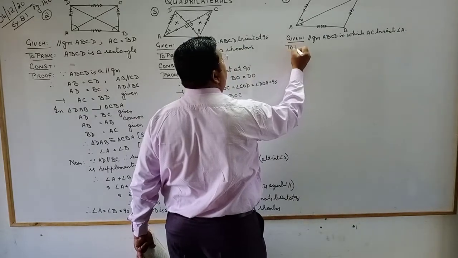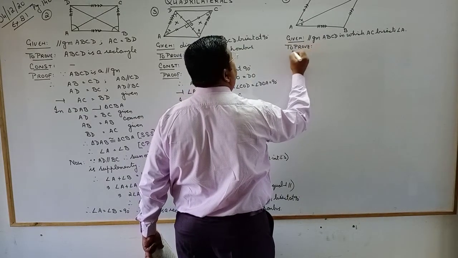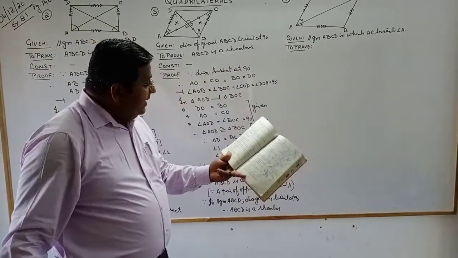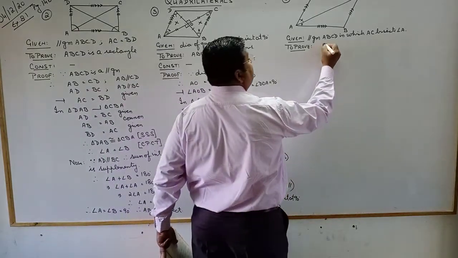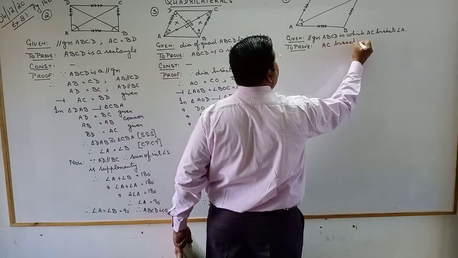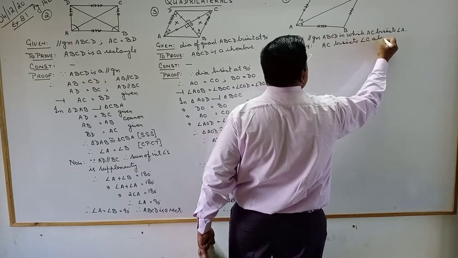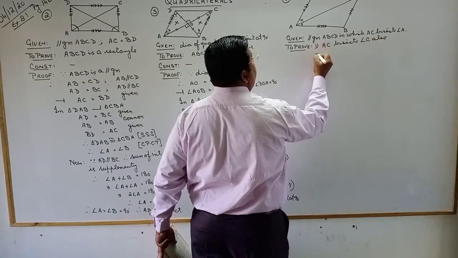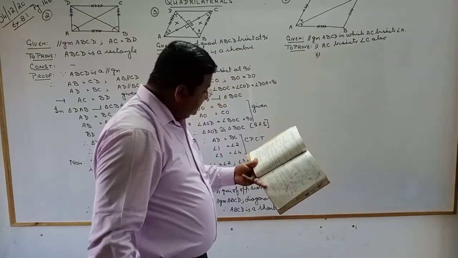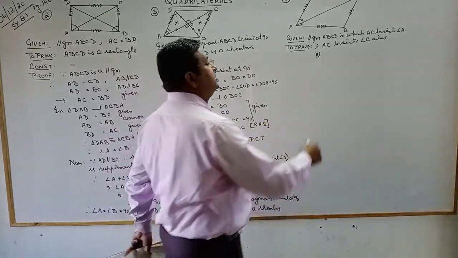What do we have to prove? We have to prove that AC bisects angle C also. First part, and second part, ABCD is a rhombus.